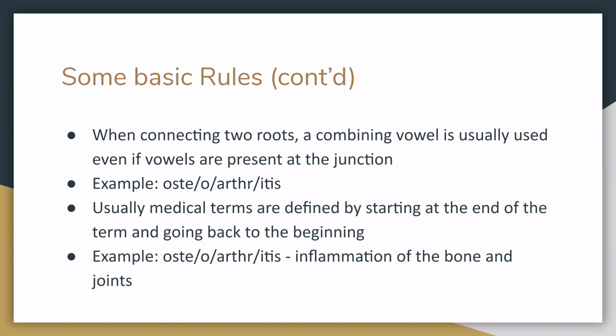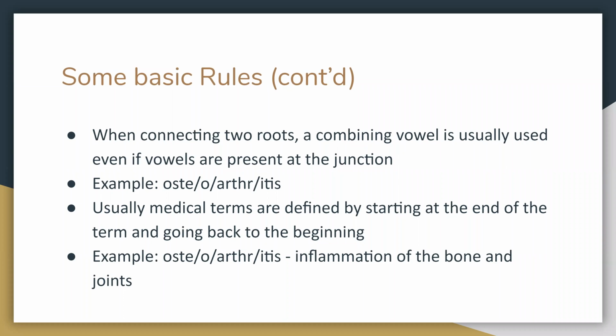Here are some other basic rules to remember. When connecting two word roots, a combining vowel is usually used, even if the vowels are present at the junction. So here we have osteoarthritis, right? So there's an A for arthritis, but we still stuck in there that combining vowel. And it's a way to just separate the two word roots, okay? Or make it easier to pronounce the two.